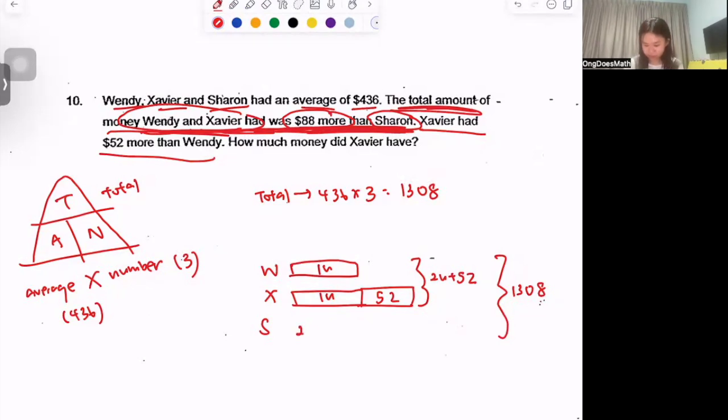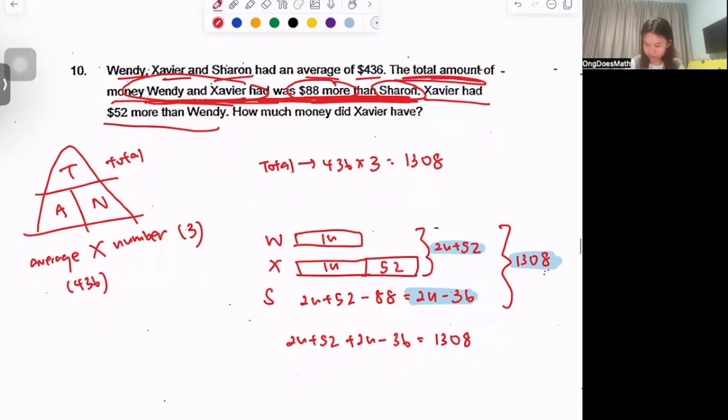So that will be 2 units plus 52, Wendy and Xavier combined, minus 88. So Sharon has 2 units, 52 minus 88 give you minus 36. So 2 units minus $36. Okay, great. So Wendy and Xavier has 2 units plus 52, and Sharon has 2 units minus 36. And they sum up to be 1308. So 2 units plus 52 plus 2 units minus 36 give you 1308.